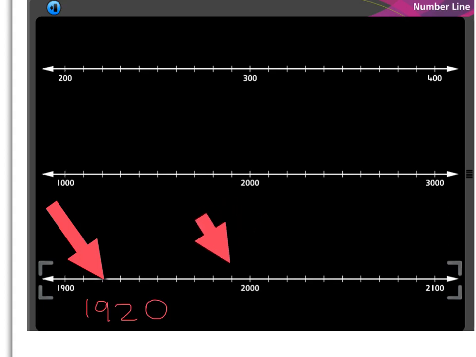This mark here is two tens less than my number 2,000 here. So 2 tens less than 2,000 is 1,980.